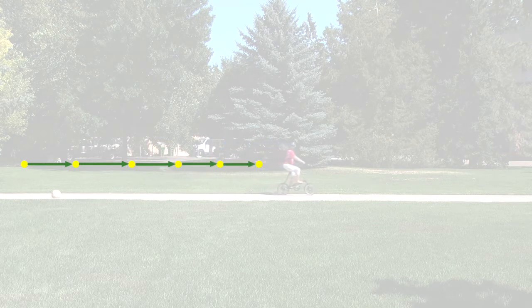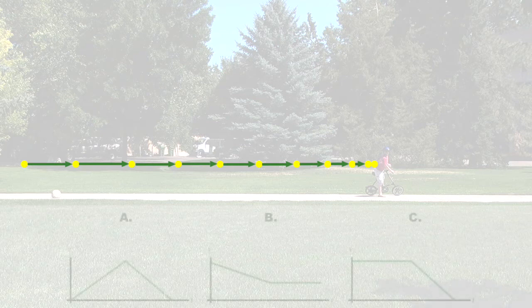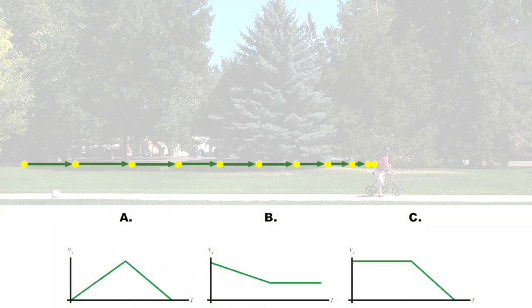So here's our cyclist again, but she's starting moving at a constant speed. And then at some point she puts on the brakes, her speed decreases, and she slows to a stop. We've drawn up the motion diagram as we've done previously, but now we want you to draw a velocity versus time graph for this motion. What should it look like? We'll give you some choices.